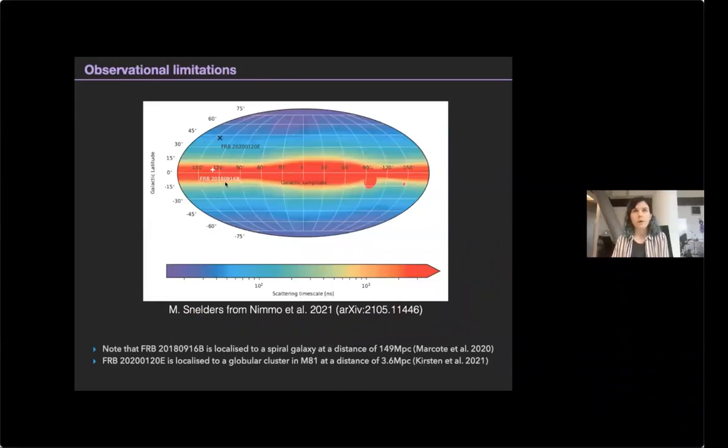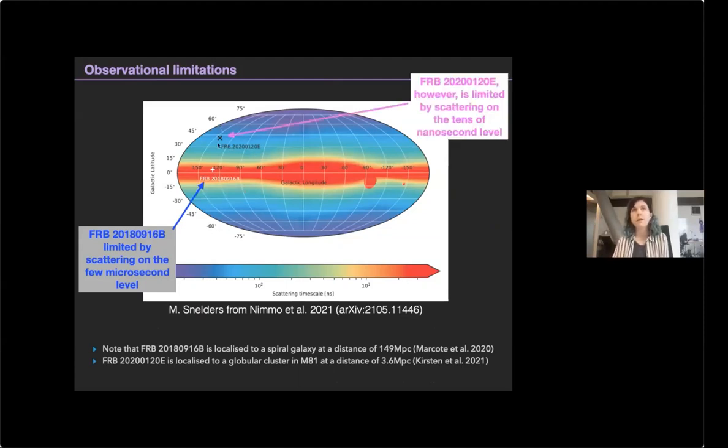In these observations of R3, we are limited by scattering from the Milky Way interstellar medium. That's due to the low galactic latitude of FRB 2018-0916b. But this other FRB, 2020-0120e, is at much higher galactic latitude, and so the effect of scattering is much smaller. It means it's a really great source for constraining the shortest temporal features. I should also note that both of these FRBs are localized. FRB 2020-0120e is the FRB found in the globular cluster in M81 at a distance of about 3.6 megaparsecs. So it's also an extremely nearby source. And yeah, I'll refer you to Benito's talk if you want to learn more about the localization.